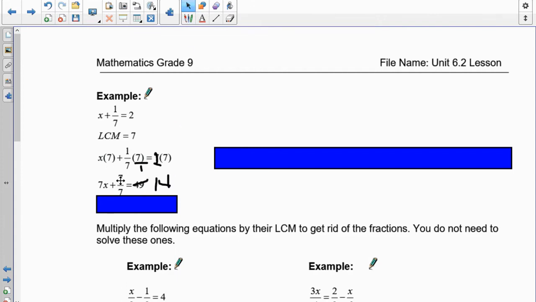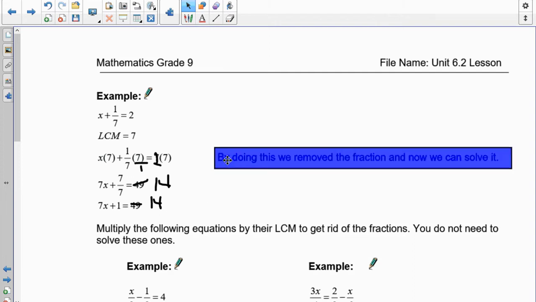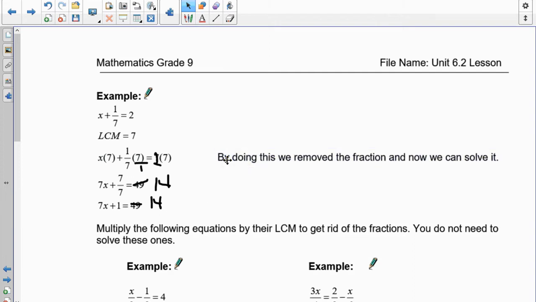So this becomes 1. So now I've got 7x plus 1 is equal to 14. Right? So now you look at it. I started with x plus a 7th equals 2. Now I don't have any fractions. Having gotten rid of the fractions, now we can solve it easily.